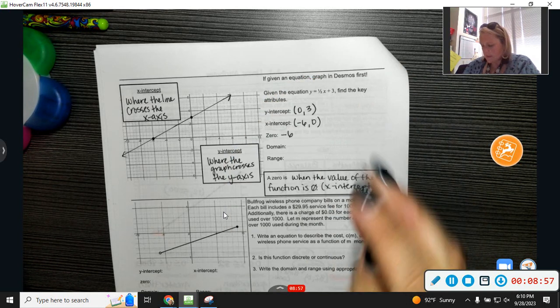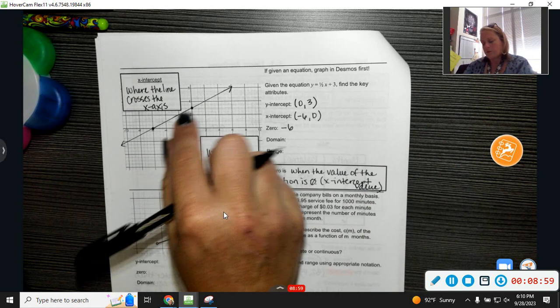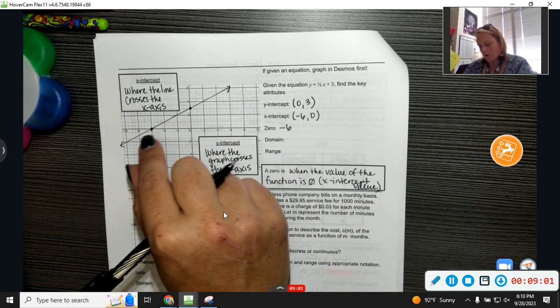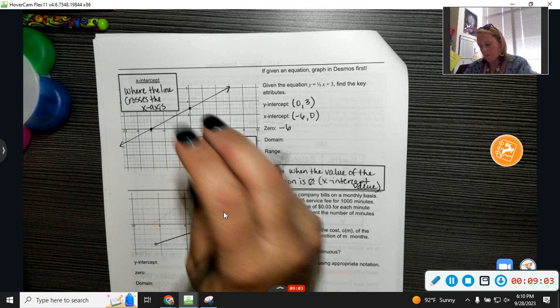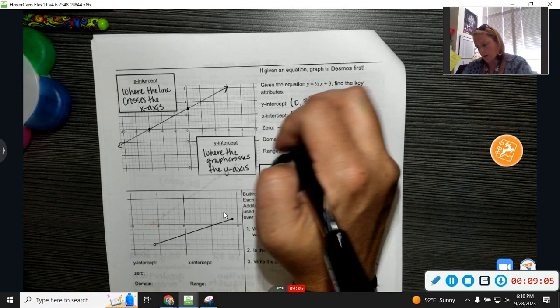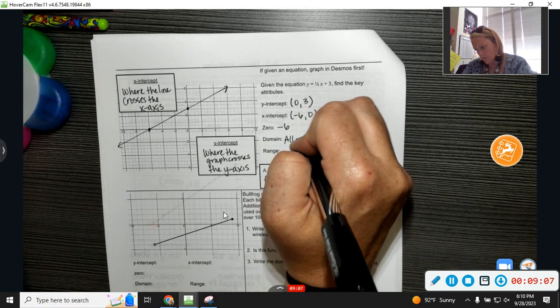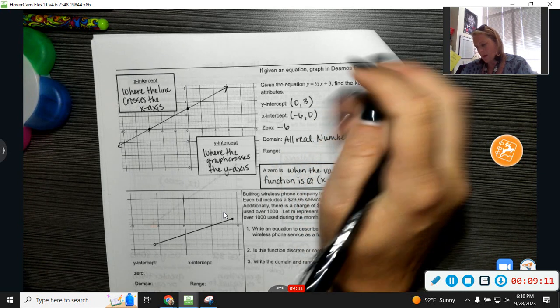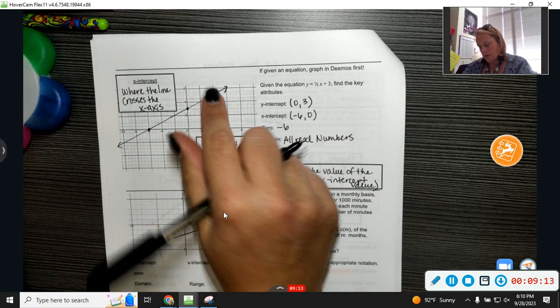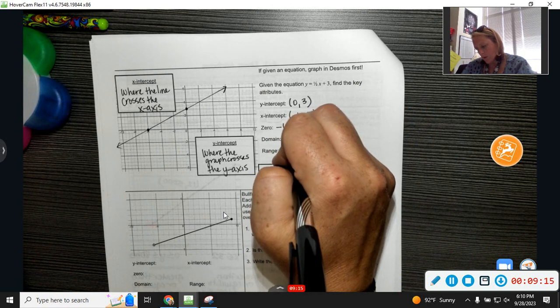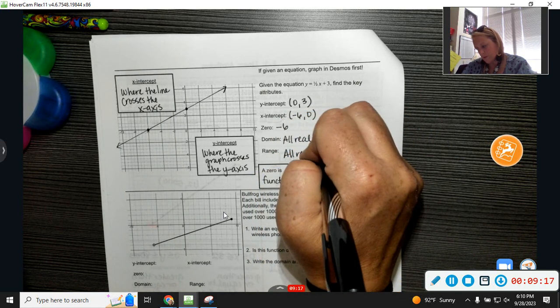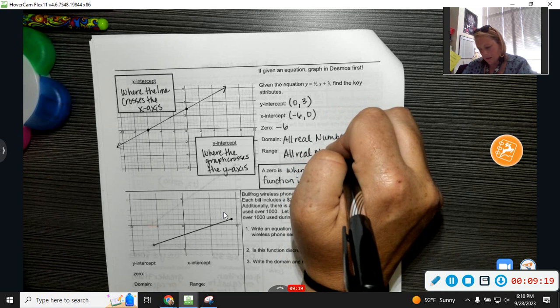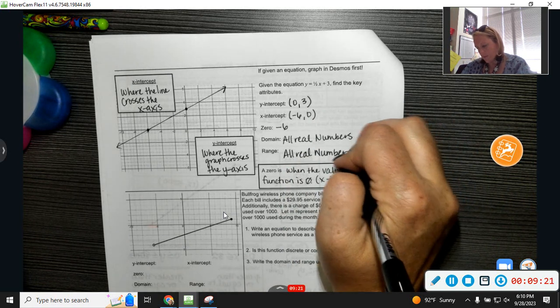That's -6. Okay, now we had to ask ourselves, is there a stopping point? There are 2 points here, but they're not actually stopping points. It keeps going left and it keeps going right. So my domain here is all real numbers. And my range keeps going down, keeps going up, also all real numbers. That just means I can plug anything into this equation and get an output.